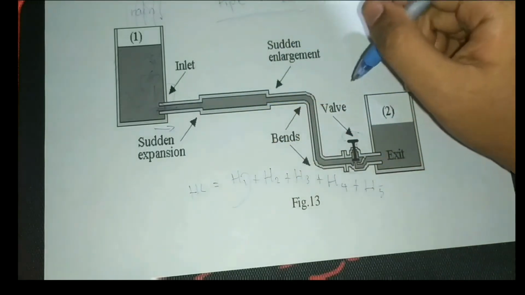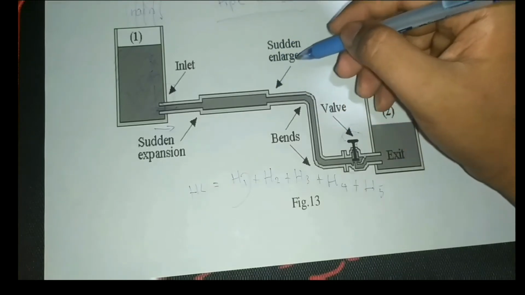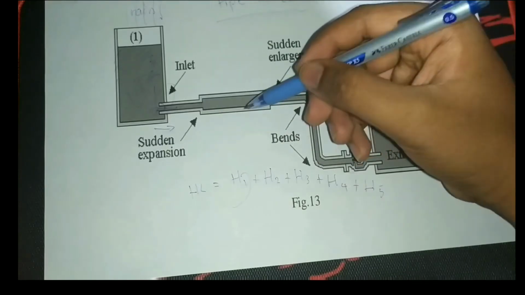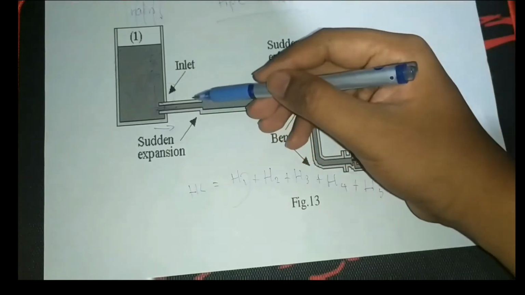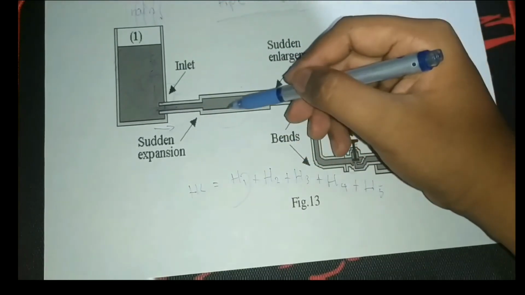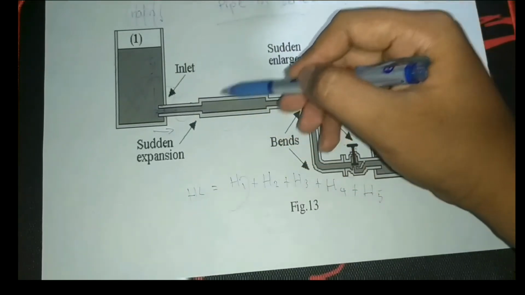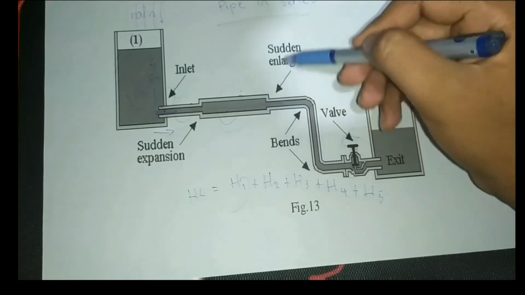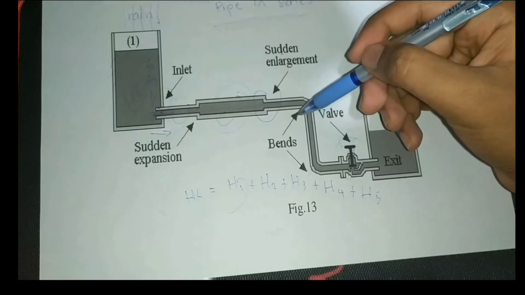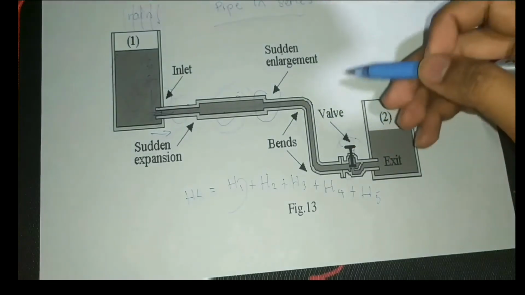Second, at the sudden enlargement, water flows from a smaller pipe into a larger pipe through a sudden enlargement. So from this to this through sudden enlargement. Its velocity decreases, causing turbulence, which generates energy loss.